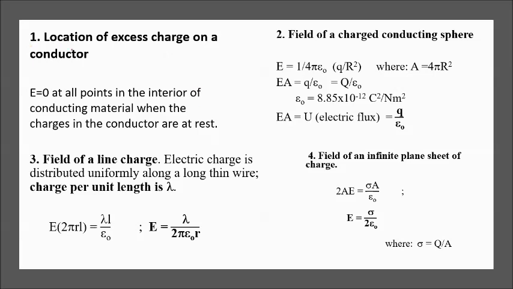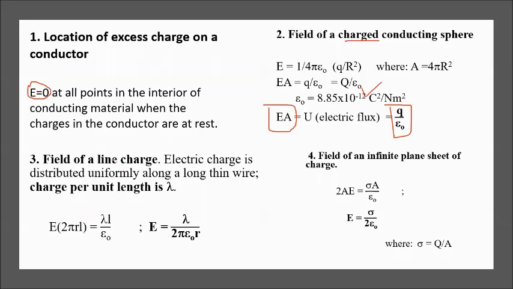May summarized form dito. All you have to do is to analyze kung anong klaseng conductor, no? So, for the location of excess charge in a conductor, the electric field is 0. Therefore, electric flux is 0, no? Next, field of a charged conducting sphere. The electric flux, therefore, is equal to charge divided by epsilon naught, with constant value yan.